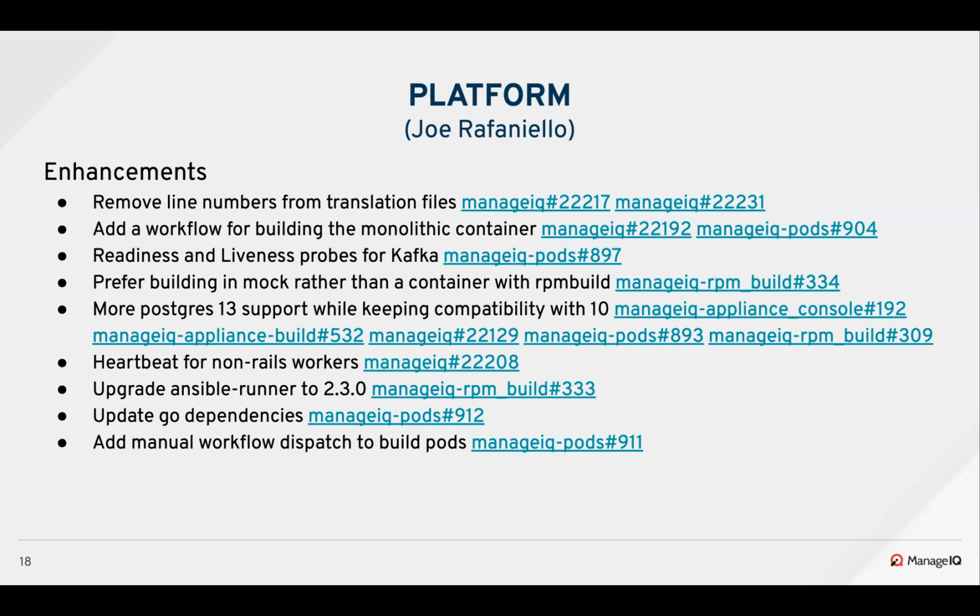Next, Brandon did some cleanup of the RPM build repo by removing a Docker file and RPM build script, since that can all be done in mock, and that ensures dependencies are correctly enumerated in the RPM spec. I added support for Postgres 13 while still allowing 10 to work just in case. Adam added a heartbeat for non-Rails workers.